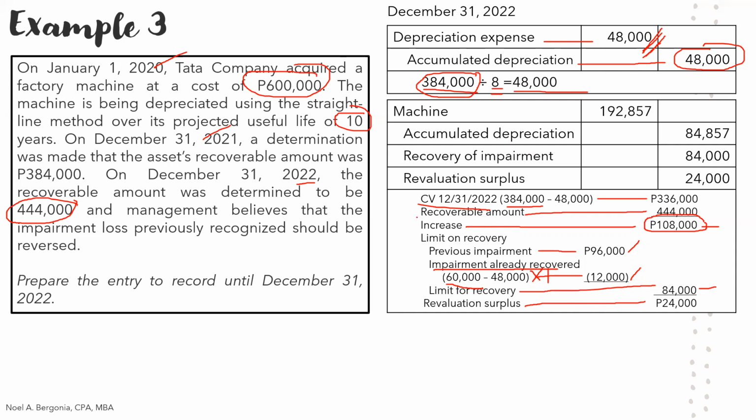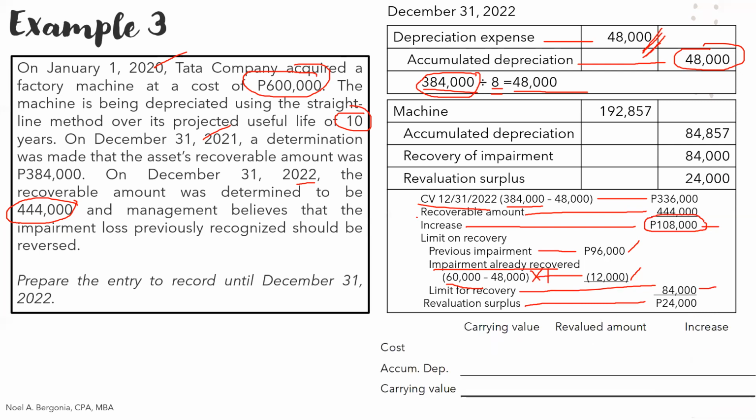Ayan, proportionate, kasi hindi sinabi sa problem, di ba? Pag problem is silent, then we would like to use the proportionate method rather than, ano yung isang method? Elimination method. Okay, so let's try to proportionate it. So ito na naman po yung table, no?